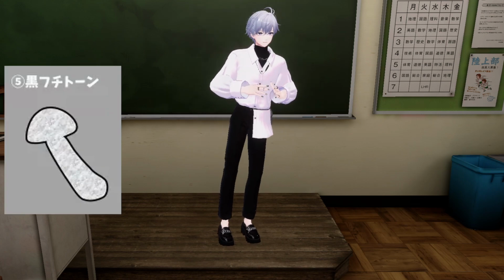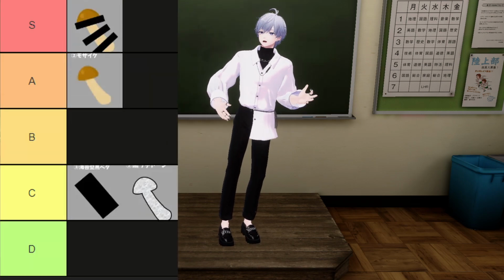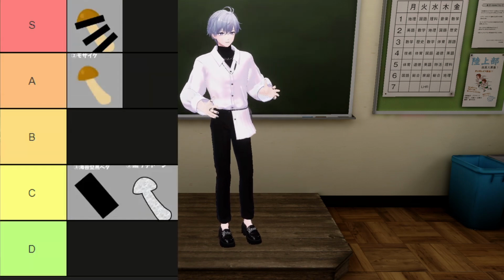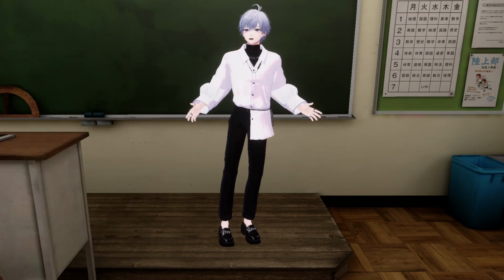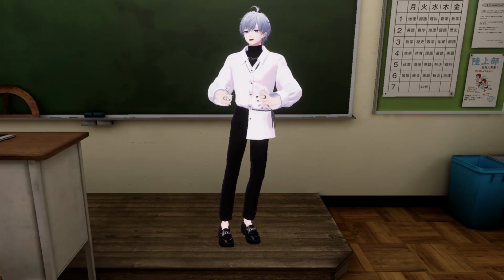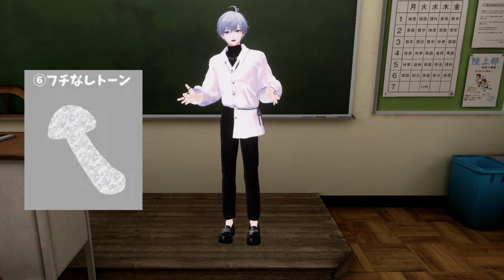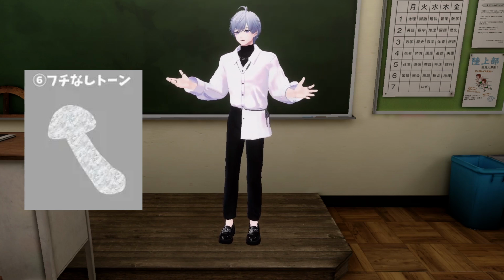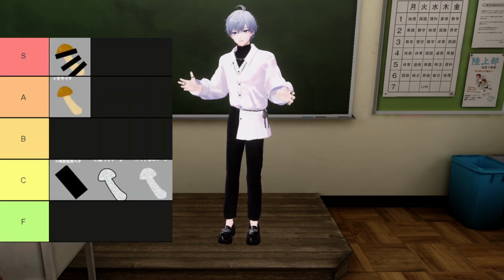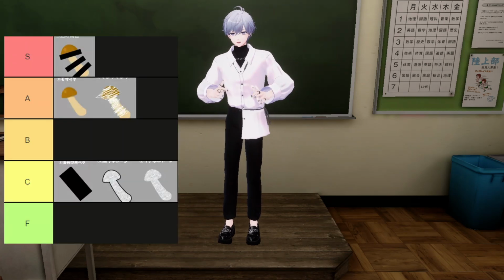Textured outline, C tier. I don't really like the textures. It makes it feel like it's made of paper. The outline's nice because at least you get to see the shape. Textured, it's not so different than the last one. You just don't get the outline. C tier.